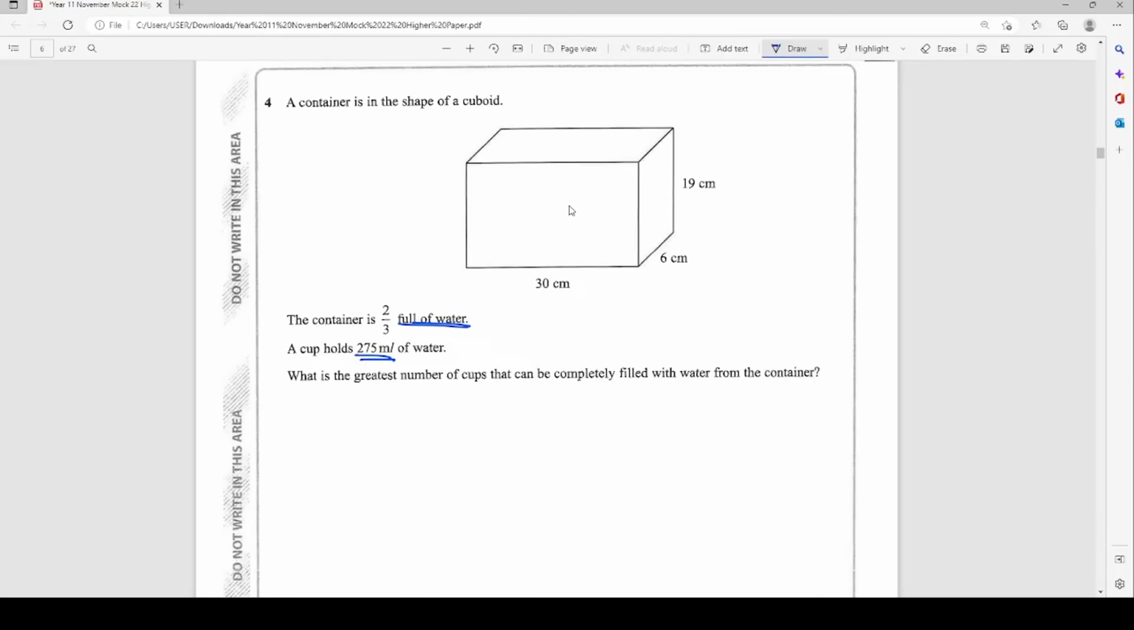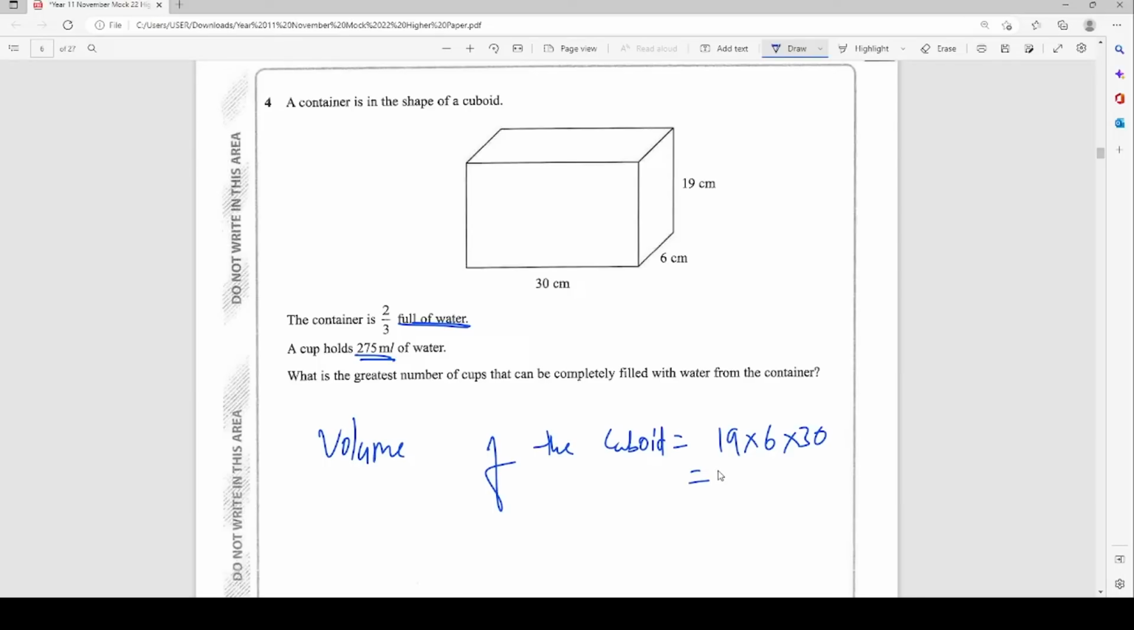So what I am going to do is find the volume. The volume of the cuboid is going to be 19 times 6 times 30. You can use 180 times 90.